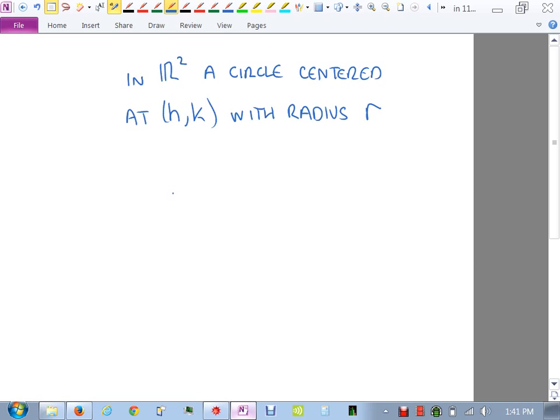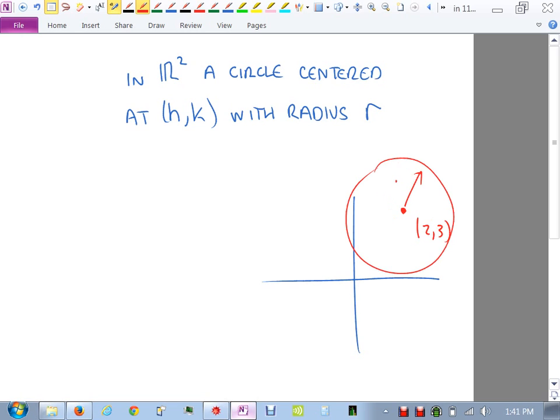Close, you're missing something. h and k are fixed numbers. That's the center of the circle. So for example, if I say here's a circle, the center of that is (2, 3), and let me say the radius of that is 2. What's the equation of that circle? x minus h squared plus y minus k squared equals r squared.